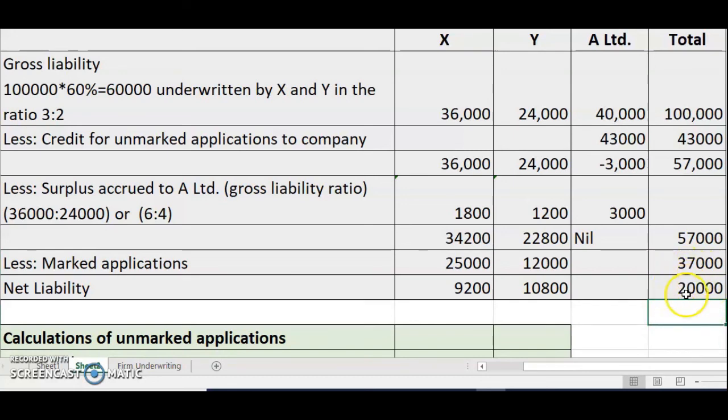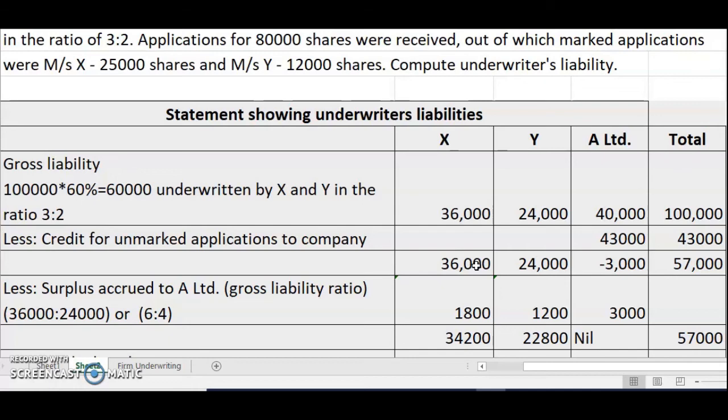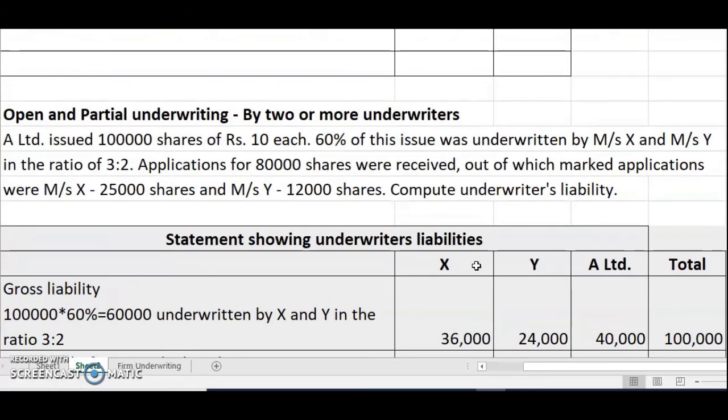The 20,000 shares will have to be taken up by the two underwriters X and Y, and specifically X will have to take 9,200 and Y will have to take 10,800. So this is how we determine the underwriters' liability in the case of partial underwriting. Thank you.